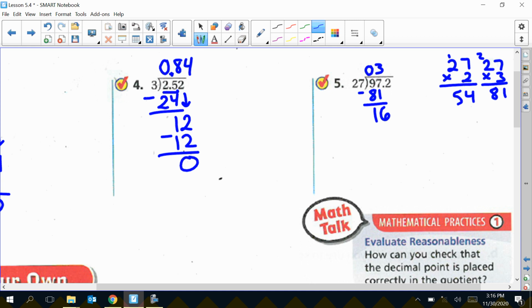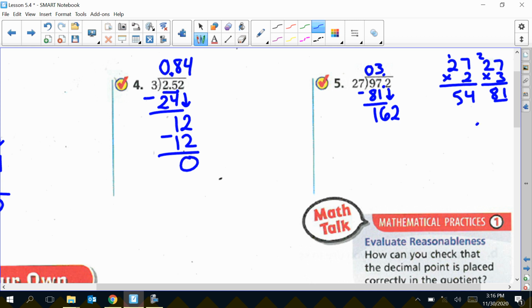We're going to bring our decimal point straight up to get it out of the way. It's right behind the 3. I'm done with my decimal point now. I don't have to worry about it. We're going to move the 2 straight down, bring the 2 down. And now 27 goes into 162 how many times? Well, if I look at this, 81, I could double 81.